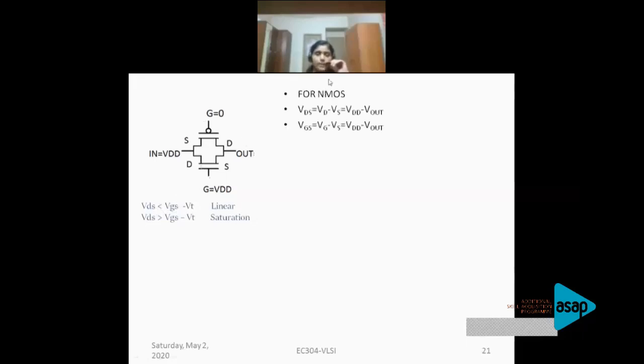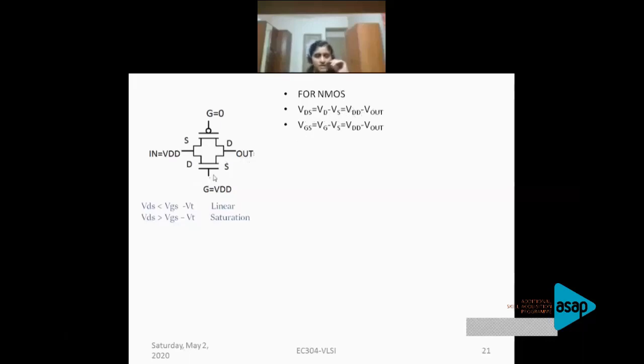So for NMOS, let's write an equation for VDS and VGS. VDS is nothing but VD minus VS. This is your NMOS. VD is the input that you're giving on the drain side, so that is nothing but VDD. VS is the output side, so I conveniently write that as Vout. So VDS is VD minus VS, which is VDD minus Vout.